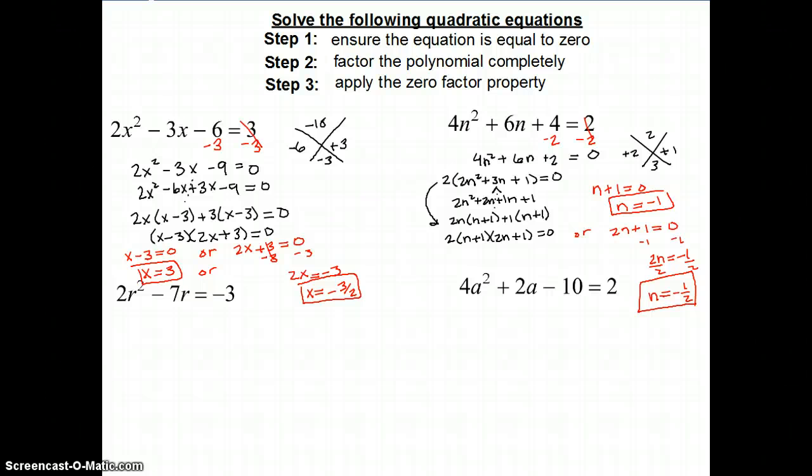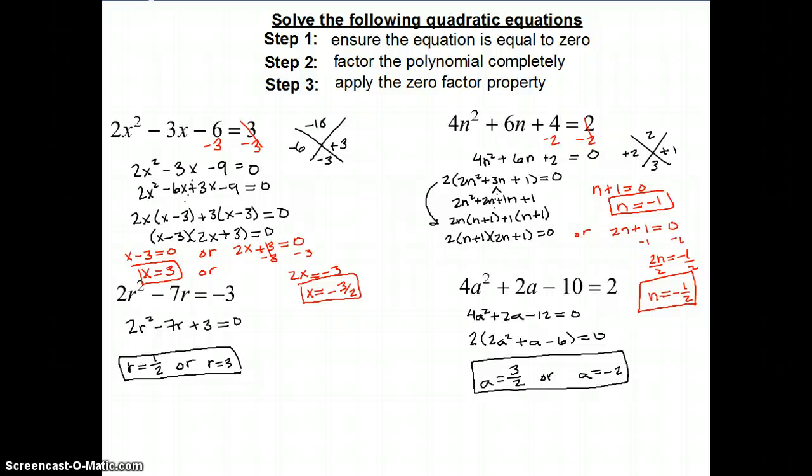So our two solutions for this quadratic are that n may equal negative 1 or n may equal negative 1/2. Go ahead and take a moment to pause the video and try the next two on your own. Your first solution should be r equals 1/2 or r equals 3. And second, on the bottom right, you should have a equals 3/2 or a equals negative 2.